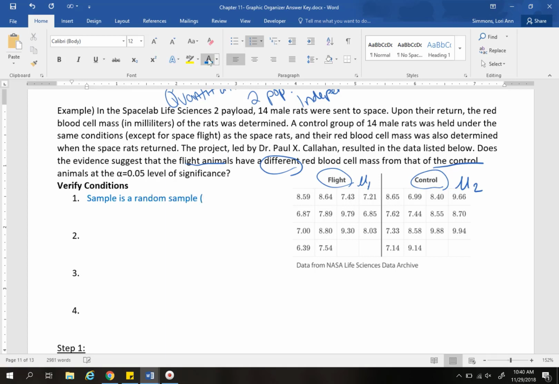And it doesn't state in here, so we can assume. That's a fun thing about stats. We can assume it's randomly sampled. Criteria 2. Samples are independent.